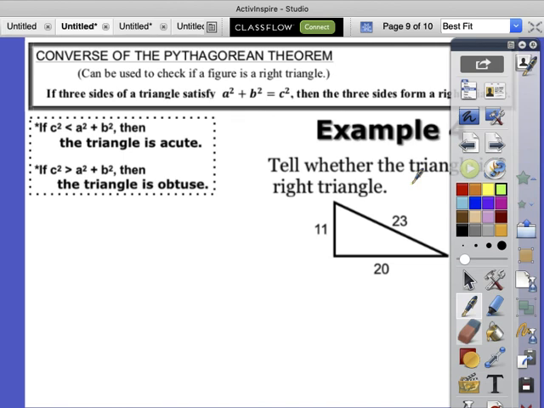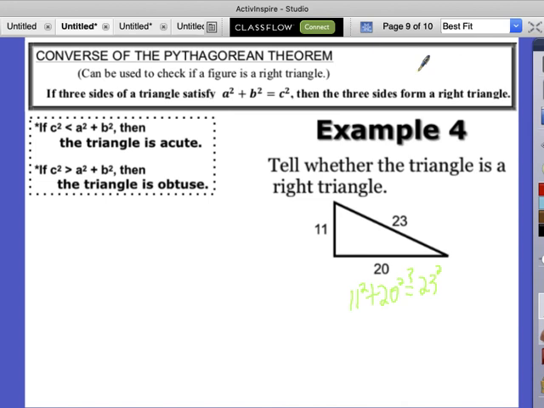So here, 11, 20, and 23, we don't know if it's a right triangle yet, but we can figure out if it is. Which two would have to be the legs and which one would have to be the hypotenuse? 11, 20. Yeah. So we check it by doing 11 squared plus 20 squared, and we say that equals 23 squared. So we can tell whether it's a right triangle or not.